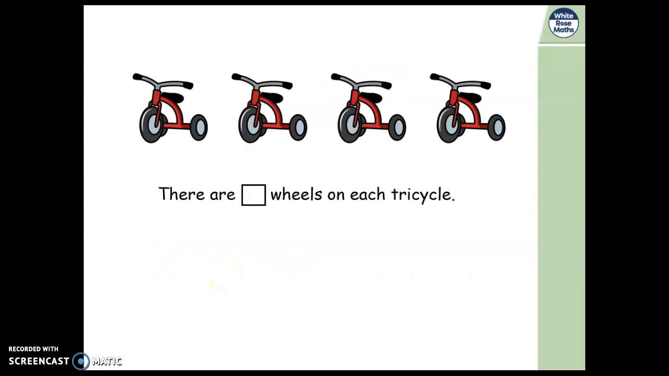Okay. The next question we're looking at is a tricycle. Now, it's unclear on this picture how many wheels a tricycle has. But if we look at the word tri, if something has tri in front of it, it means 3. Okay, so we know that there are 3 wheels on each tricycle. How many tricycles are there? Let's count them. 1, 2, 3, 4. So there are 4 tricycles.